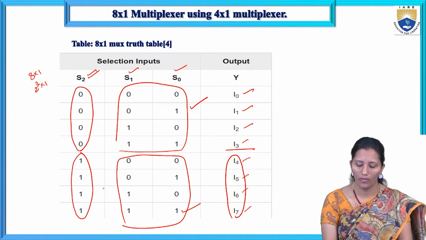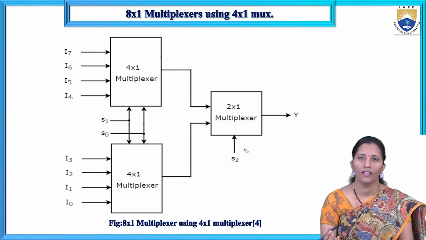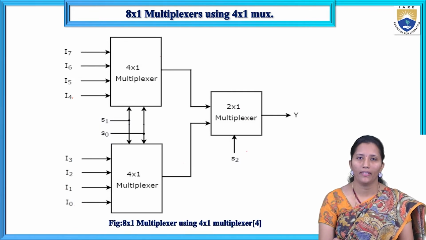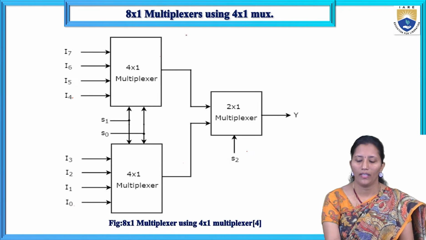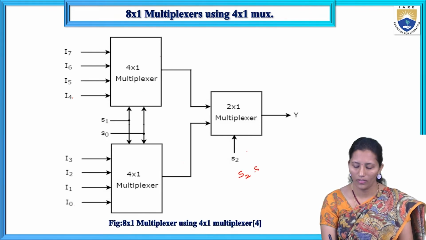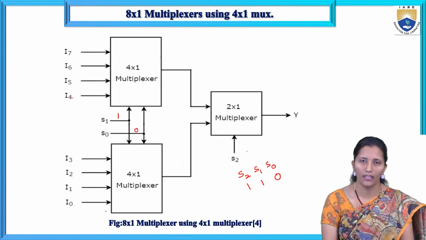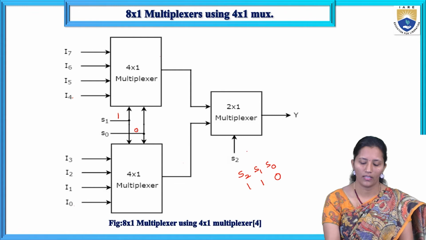So if you observe the truth table for the 8 by 1 multiplexer, we have to implement it using 4 by 1 multiplexers. For that we are using two 4 by 1 multiplexers and one 2 by 1 multiplexer. For example, I am taking S2, S1, S0 as 1 1 0. So S1 is 1, S0 is 0.